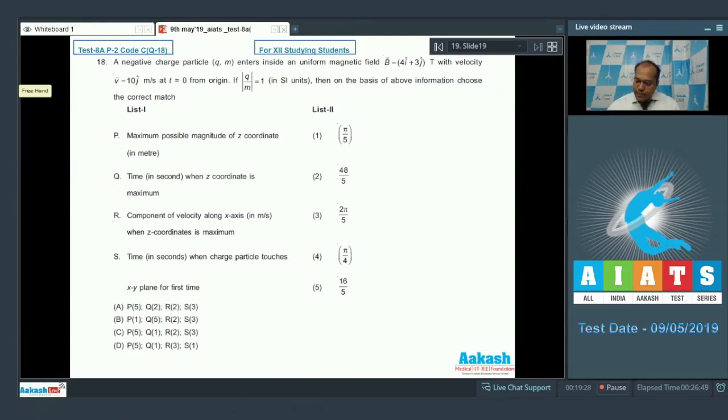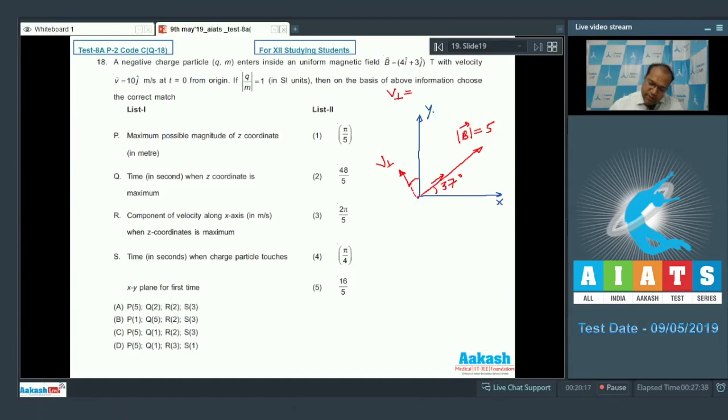So let's analyze the situation. Let this is x-axis and this is y-axis. If I find out the direction of magnetic field, then the magnetic field is in this direction, that is 4i cap plus 3j cap. So this angle is 37 degree and the magnitude of magnetic field is 5. The velocity initially is along y-axis, that is 10. So if I take the component of this velocity along magnetic field and perpendicular to magnetic field, then V perpendicular component would be, if this angle is 37 degree, then this angle is also 37 degree. So 10 cos 37 degree. So it comes out to be 8, and V parallel is 10 sin 37 degree. So it comes out to be 6.